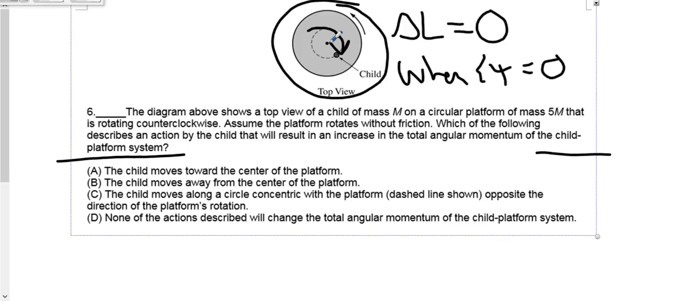And that's a Newton's third law thing too, because as he pushes backwards to move forward, he is causing the platform to speed up. So none of these actions, because number one, they're all internal forces causing internal torques, so the total angular momentum of this system would not change.